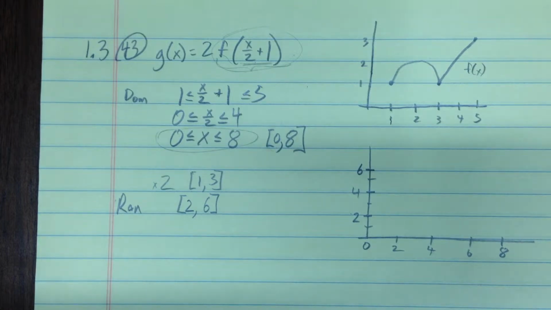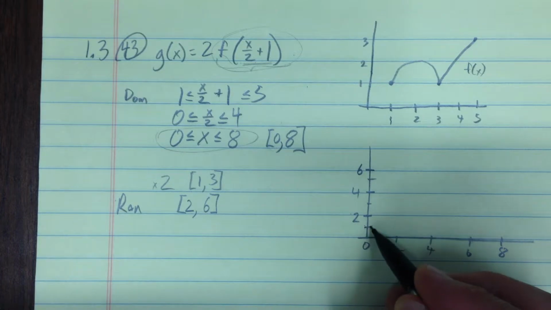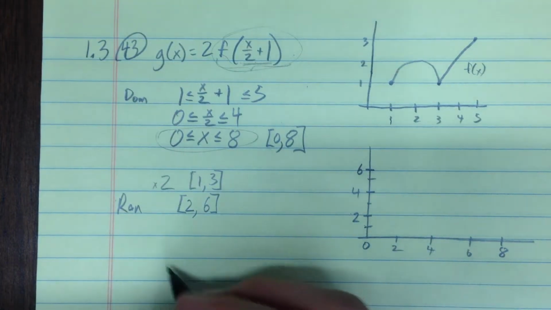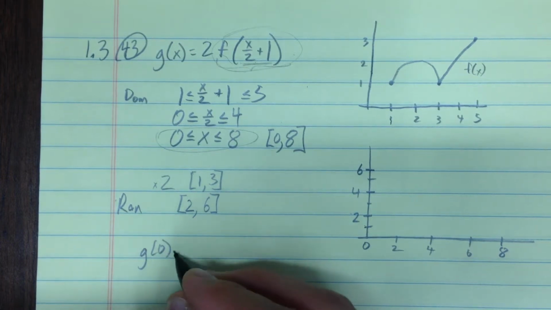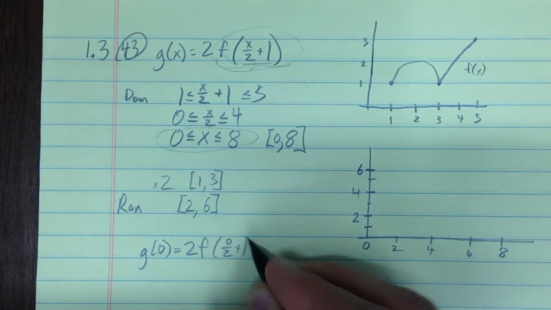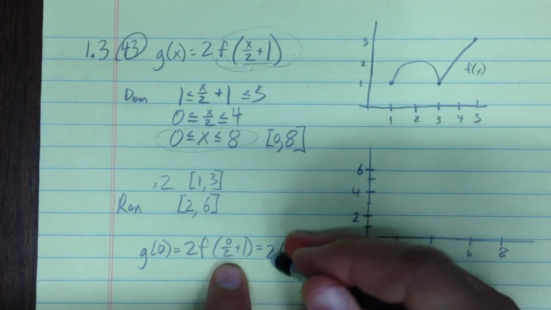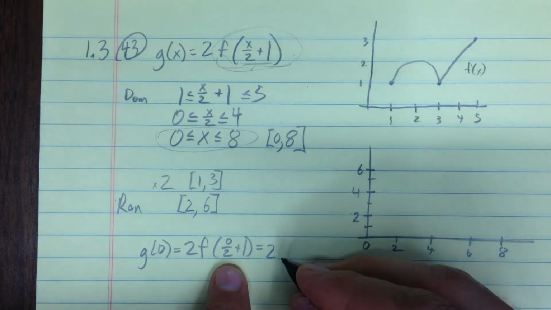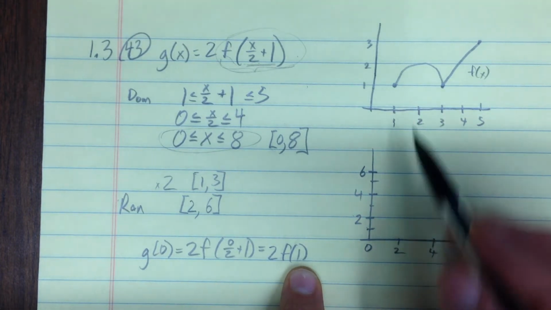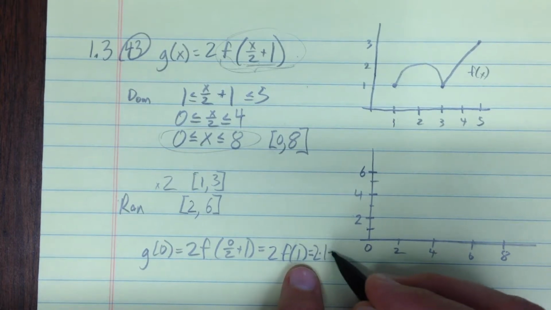Now, what exactly is happening here? Well, what happens when you plug 0 into g? Think about this. g of 0 equals 2 times f of 0 over 2 plus 1. That's 2 times f of 1. Notice f of 1, that's the smallest input in the domain here, so that makes sense. f of 1, according to this graph, is 1. So this is 2 times 1, or 2.